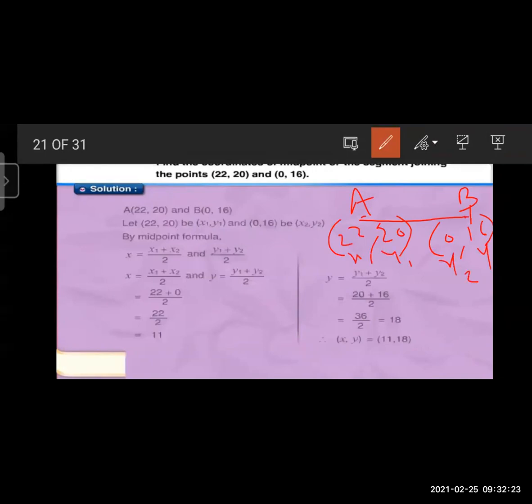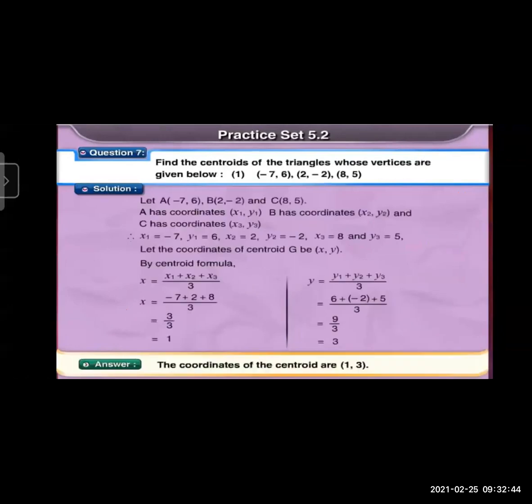Then by using the midpoint formula, x1 plus x2 divided by 2, y1 plus y2 divided by 2. Substitute all these values. So finally you get x is equal to 11 and y is equal to 18. So the coordinates of the midpoint are 11, 18. Next question, 7th question.